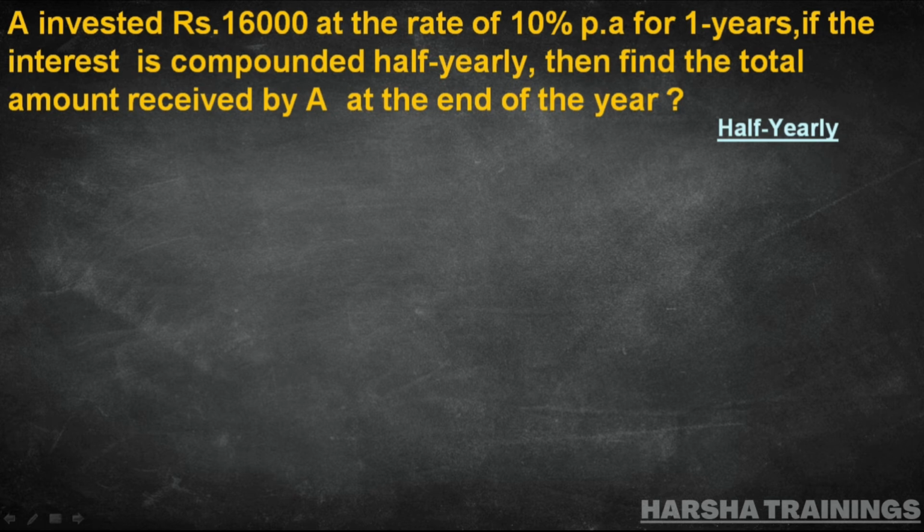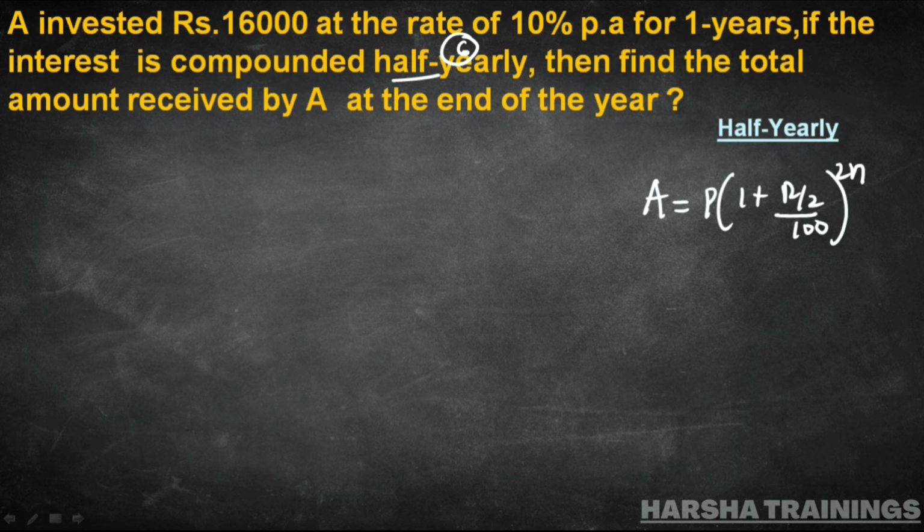The next question: A invested 16,000 rupees at the rate of 10% per annum for 1 year. If the interest is compounded half yearly, then find the total amount received by A at the end of the year. Okay, half yearly. Half yearly means how many months, guys? 6 months. So what is the formula? Half yearly formula: A is equal to P into (1 plus (R by 2) by 100) whole power 2n. Here A means overall amount, P means principal amount, R means rate of interest, n means number of years.